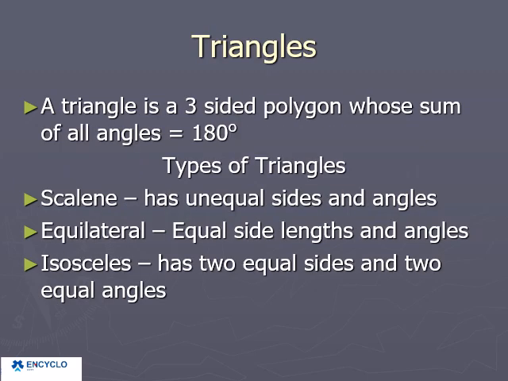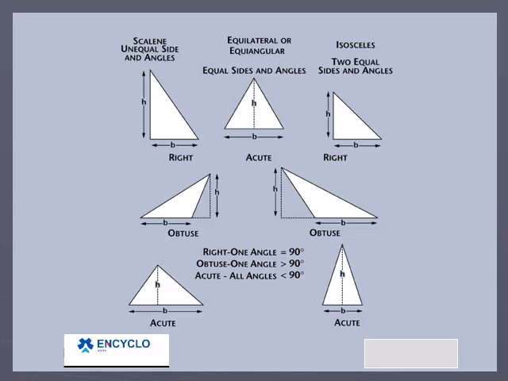A triangle is a 3-sided polygon with a total internal angle sum of 180 degrees. Triangles may be scalene, equilateral, or isosceles based on side lengths, and acute, obtuse, or right based on angle measures. This diagram categorizes triangles by both side length and angle type, including scalene, isosceles, and equilateral forms, each paired with right, acute, or obtuse angles. Understanding these variations is essential for solving geometric problems in structural analysis, navigation, and component alignment in aviation maintenance.